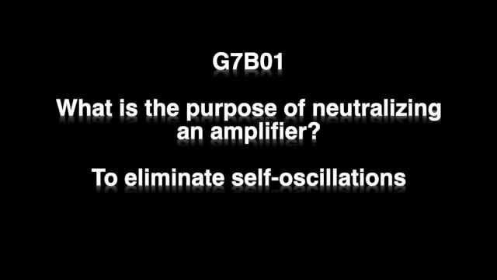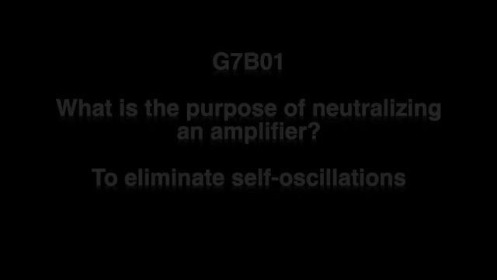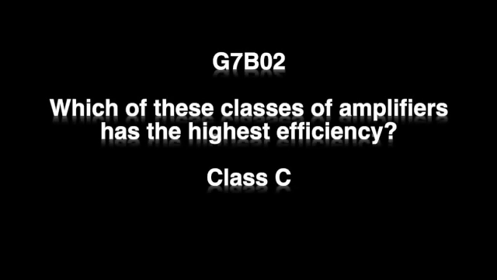G7B01. What is the purpose of neutralizing an amplifier? To eliminate self-oscillations. G7B02. Which of these classes of amplifiers has the highest efficiency? Class C.